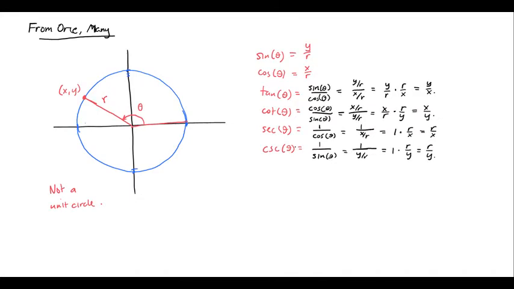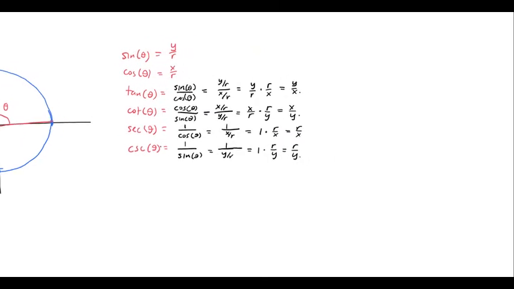Okay, so now we have values for all six trigonometric functions just in terms of the x-coordinate, the y-coordinate, and the radius of the circle. So now I'm going to use these to work on a little bit harder problem. So I'm going to give the following problem here.